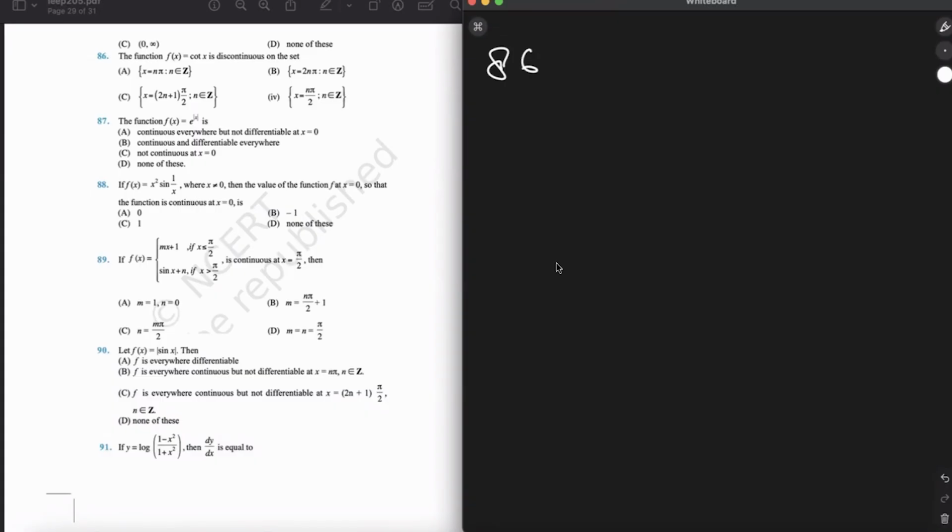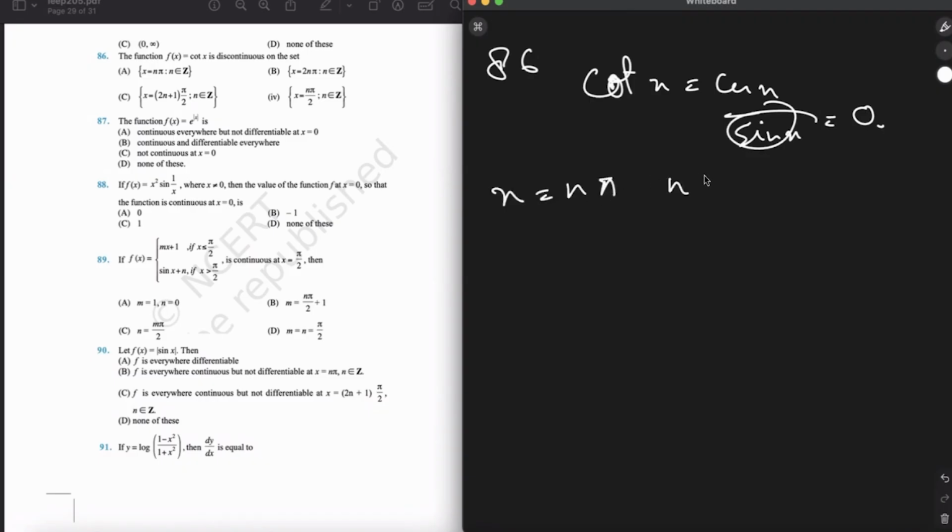So in question number 86, the function f(x) equals cot x is discontinuous on the set. We have to just tell the set. So what is cot x? Cot x is cos x upon sin x. So wherever sin x equals 0, the function will be discontinuous. And where is sin x equal to 0? At x equals n pi, where n belongs to the integer set. So option A is the correct answer.